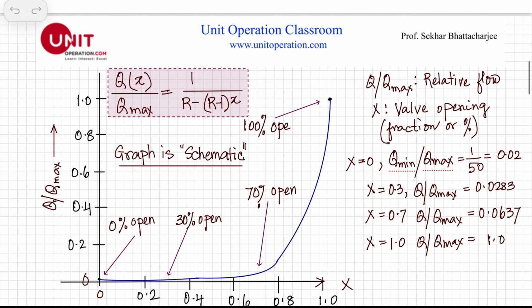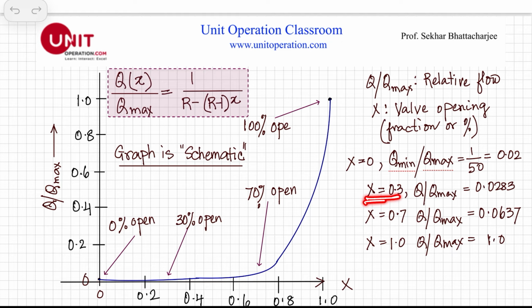Let's look at the curve. How does it look? This is Q over Q max, which we are plotting here as a function of X, the stem position or the valve opening. As we said, it goes from 0 to 1, or 0 to 100%, depending upon how you express it. If it is 0, then we see Q min is almost 0.02. It's not totally shut off, it's 0.02, slightly right here.